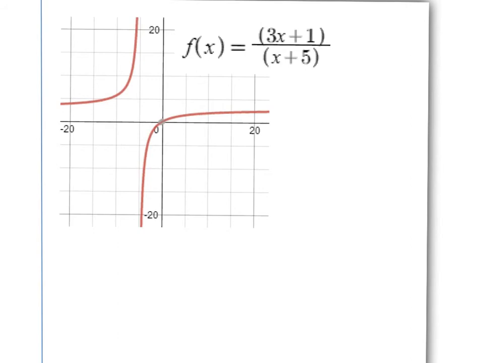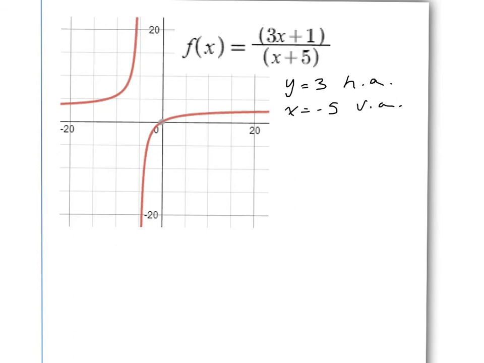Okay, so we see that the degree of the numerator is the same as the degree of the denominator. Because of that, we can take the ratio of those, and that will be our horizontal asymptote. So the line y equals 3 is a horizontal asymptote. The line x equals -5 is still a vertical asymptote, right? And then we could graph points on either side, okay?